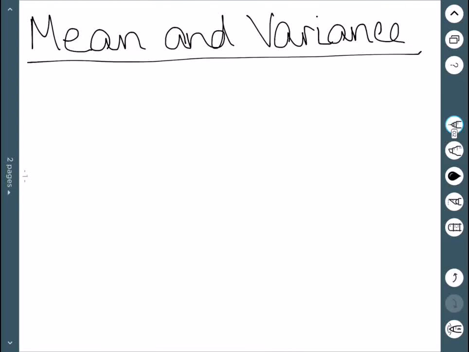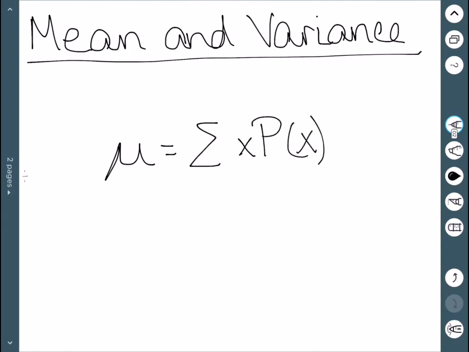We'll now look at the mean and variance for these probability distributions. And we'll start with the mean. The mean is actually given by adding up the product of your random variable times its probability. So we multiply all of our probabilities by their random variable and then add them up.